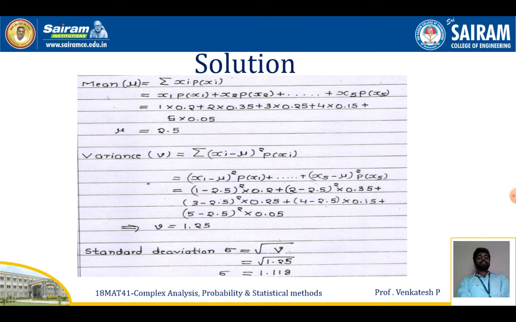Since mu is 2.5, I can replace the mu value along with the random variable and the p of xi values. After simplification, the solution will be V is equal to 1.25. And we know the standard deviation is nothing but the square root of the variance. It is given by the square root of 1.25. So the final answer is 1.118.